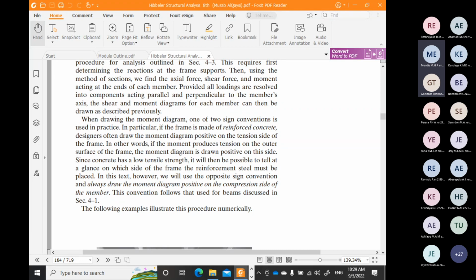Similarly, for a column also, if it is bending outward, we will draw it inside. If it is bending inside, we will draw outside. So we will have a consistent approach to drawing the bending moment diagram and shape. Now we will stop here, and when I see you on Thursday, we'll start from this point, do a few more problems, and complete this frame analysis.